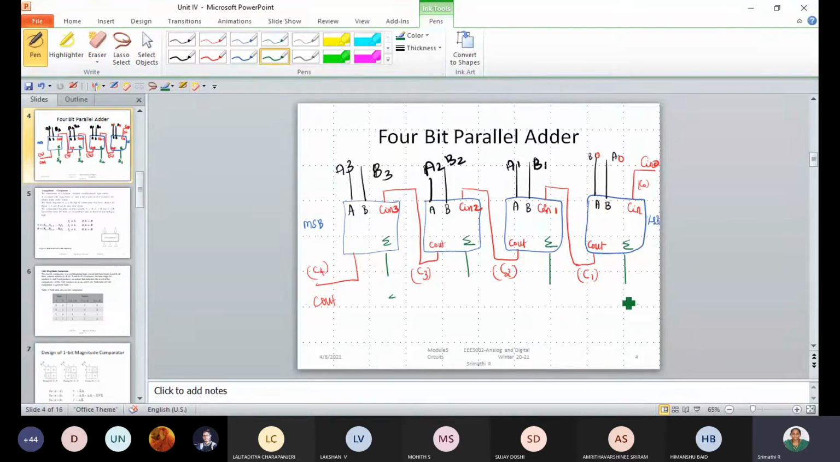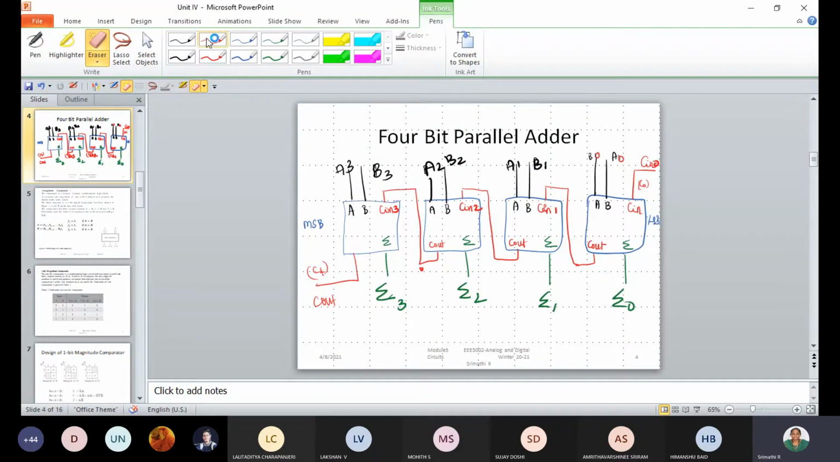So this is your C in 1. As I said, this is your C in 1, which will be your input for the next subsequent most significant bit. And this is C in 2. This is C in 3. C in 1, C in 2, and C in 3.